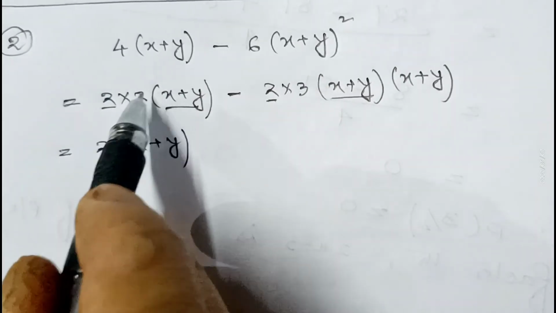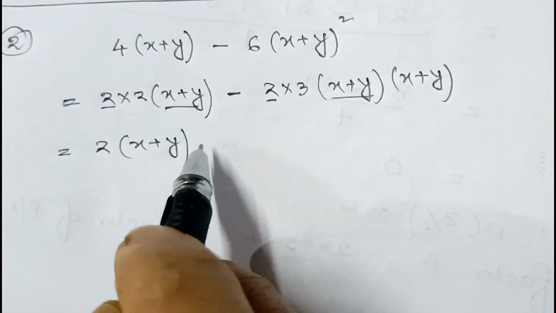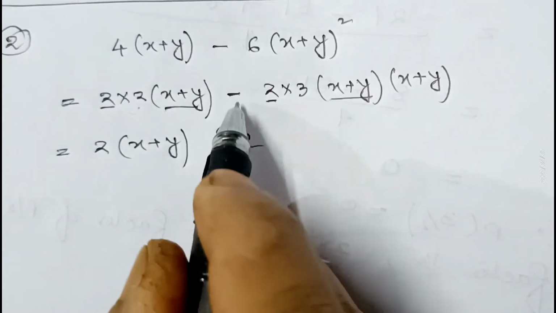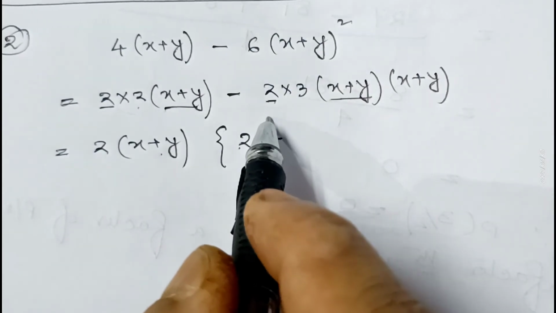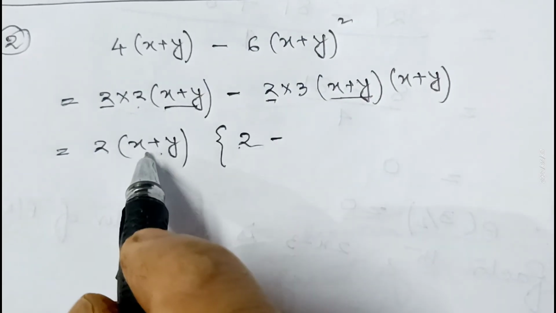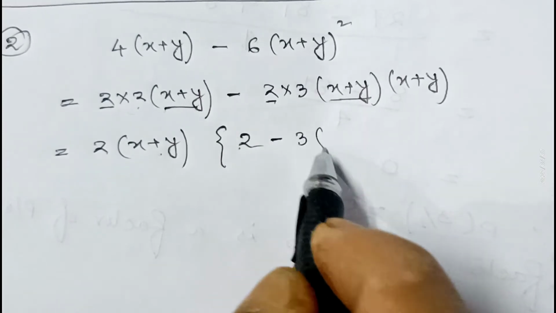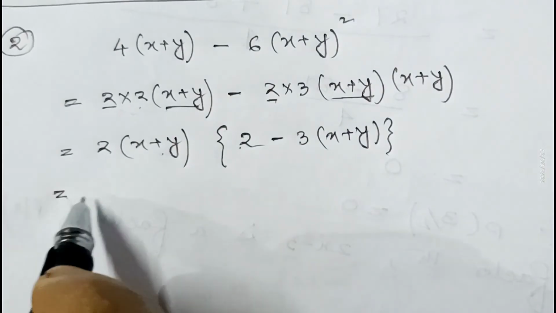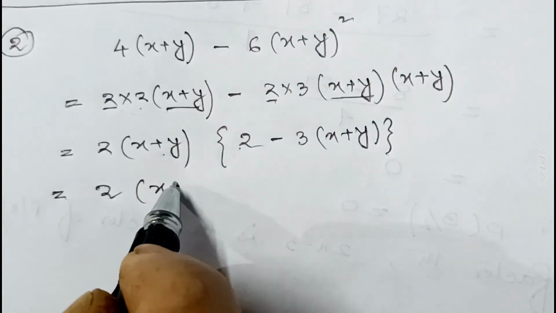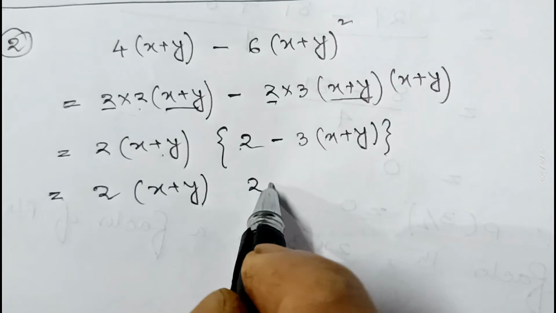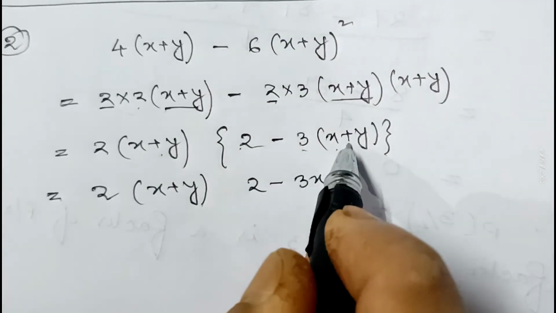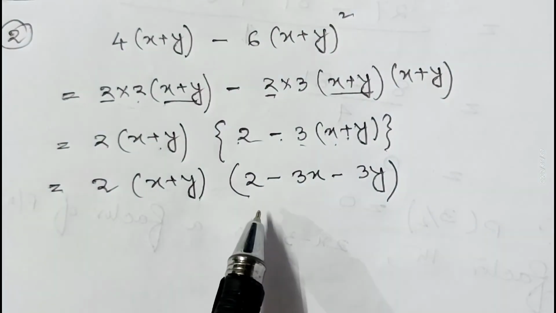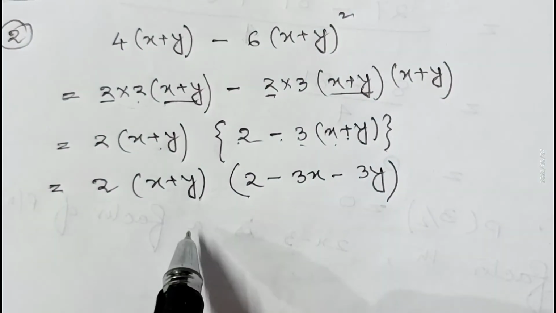Now from this part 2 and x plus y already I have written outside, so we are left with 2. This 2 I have written here. Minus, now this 2 and x plus y already written outside, so we are left with 3 into x plus y. This can be written as twice x plus y into 2 minus 3 into x plus y, which is 2 minus 3x minus 3y. Since further simplification is not possible, this is the required answer.